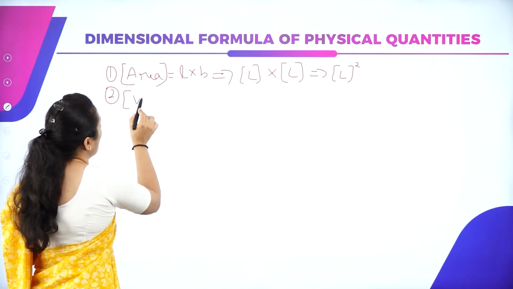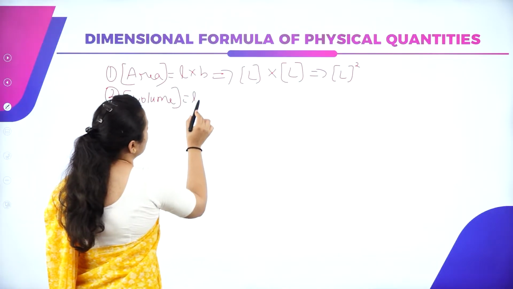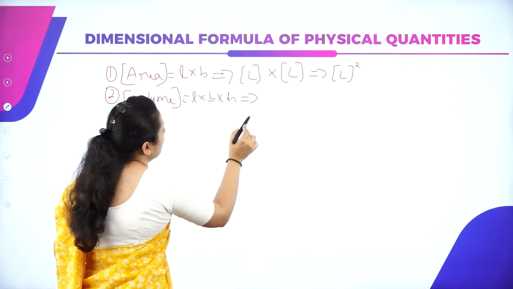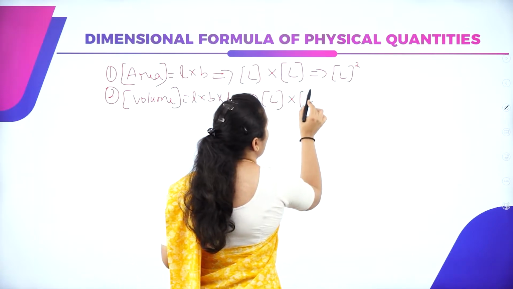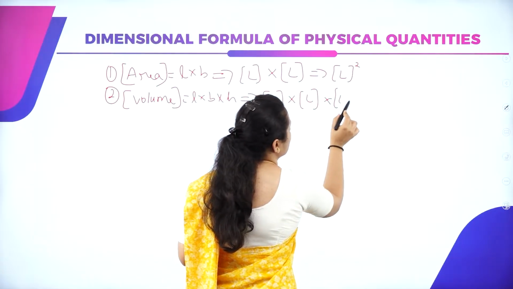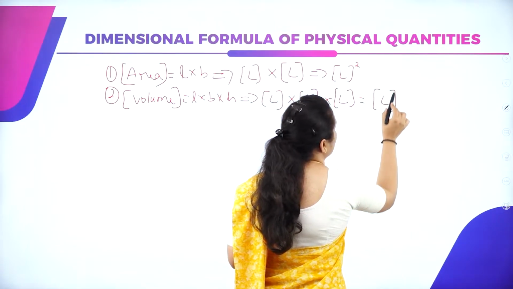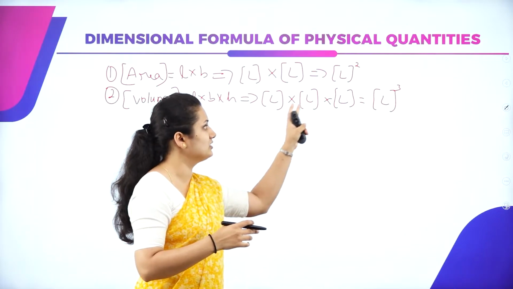Next I have volume. How will you calculate volume? It is length into breadth into height, and all are given in terms of L. So L into L into L. So it is 3 lengths, which is equal to L to the power 3.